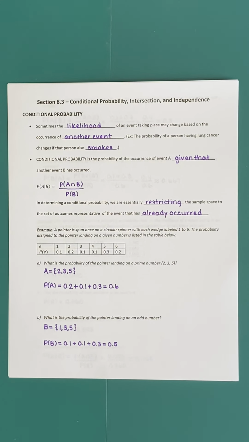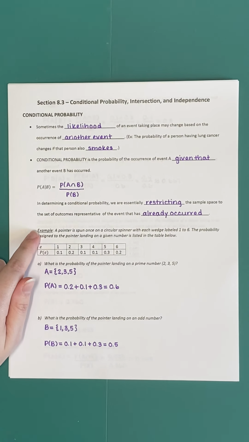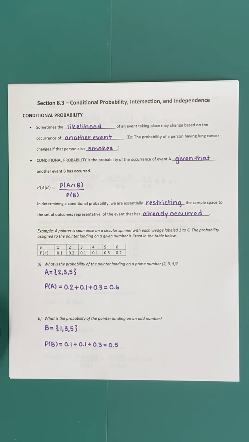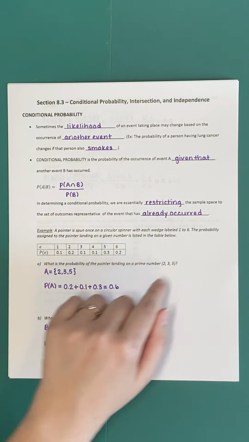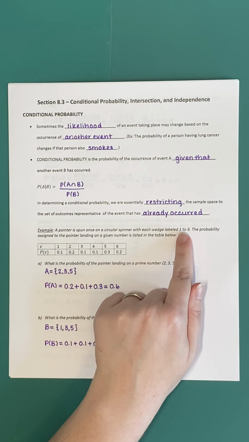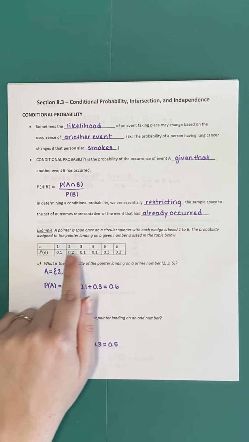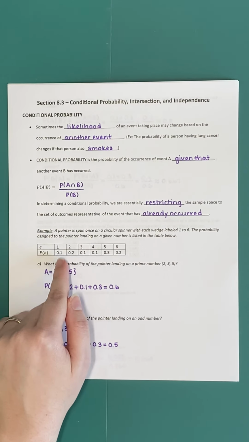We're going to look at normal probability, and then we'll talk about how this looks in terms of a conditional probability. So a pointer is spun once on a circular spinner where each wedge is labeled 1 to 6. The probability assigned to the pointer landing on a given number is listed in the table below. So in other words, we're not assuming that it's equally likely to land on any one versus the other. It's based on the actual probabilities we have here.